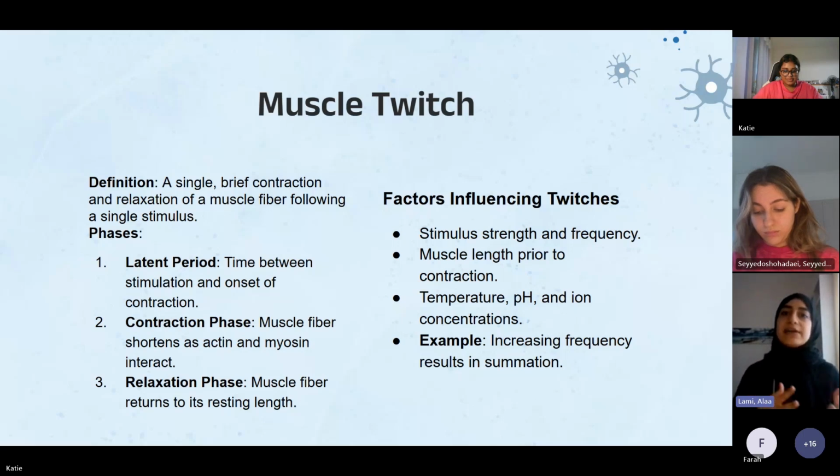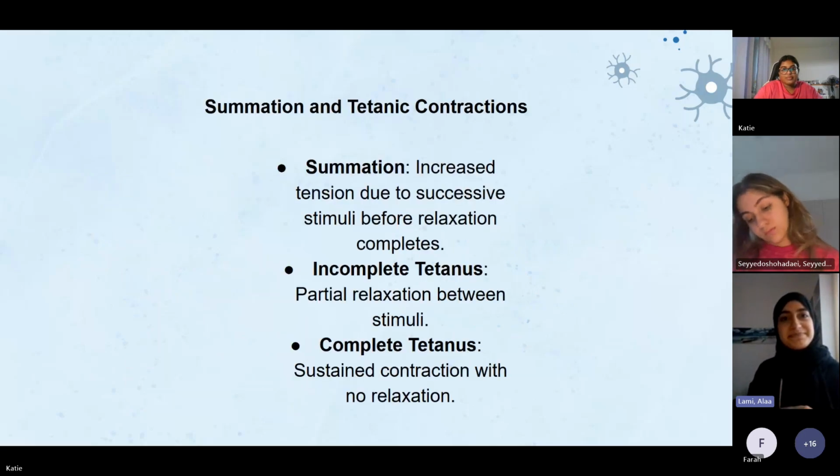Now, what are some factors that can influence twitches? The stimulus strength and frequency, the muscle length before contraction, the temperature, pH, and ion concentrations. I'll explain this specific point in later slides. An example of the factors would be that increasing frequency would result in summation, which Katie described briefly, and I will also describe. But Katie, you can go to the next slide.